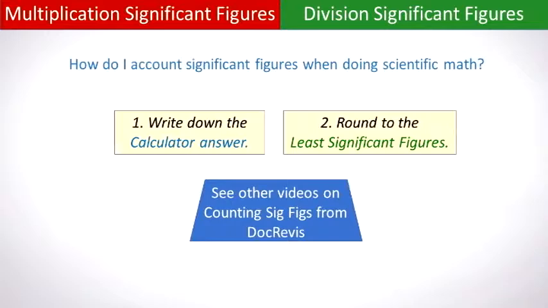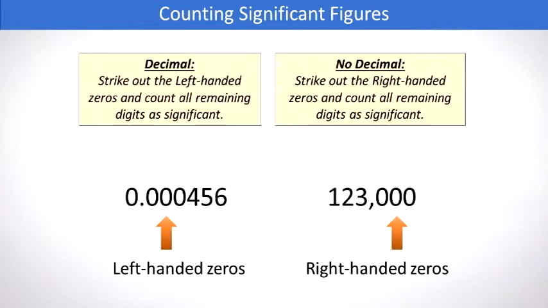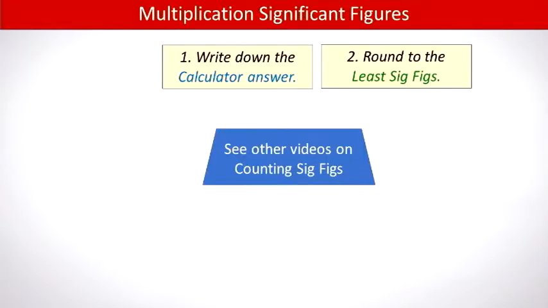Number one, write down the full calculator answer. Number two, round to the least significant figures. And there you have it. If you're unfamiliar with how to count significant figures, then see my other videos on this subject. So let's show you how this works with multiplication.